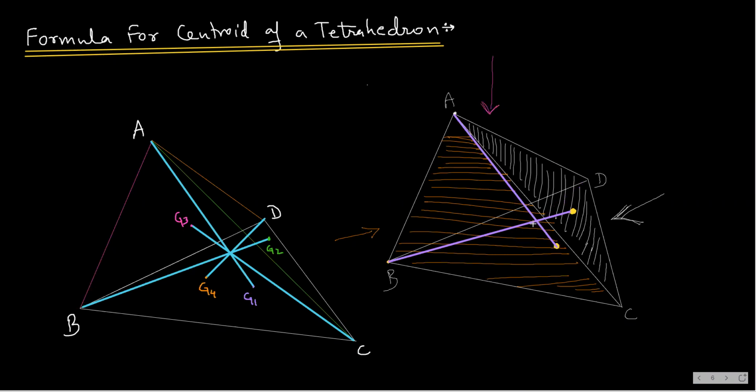I'll have to shift the centroid a bit. Somewhere here the centroid of ABC will come. And finally we have the triangle ABD. ABD will have its centroid somewhere here, and that I will join with the opposite vertex, which is C. When I join with the opposite vertex C, it will come this way.